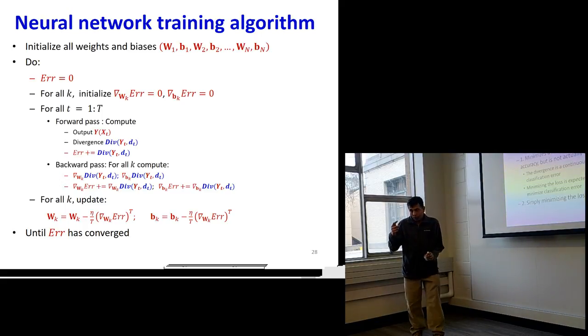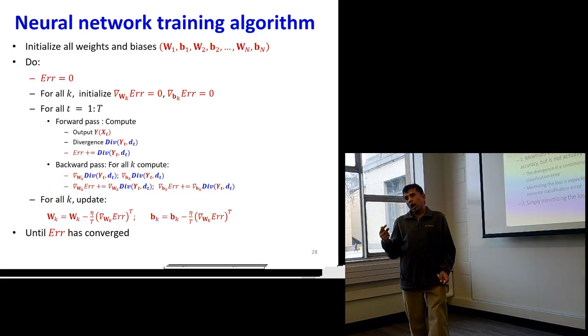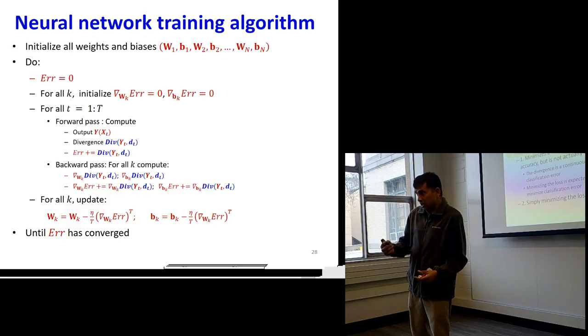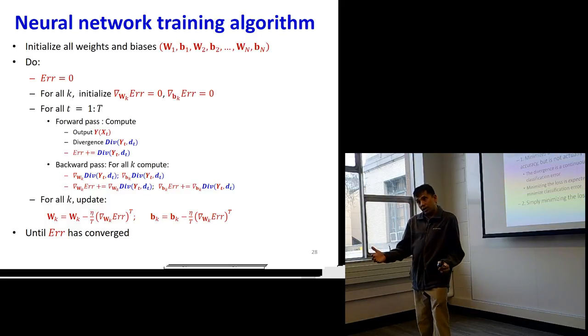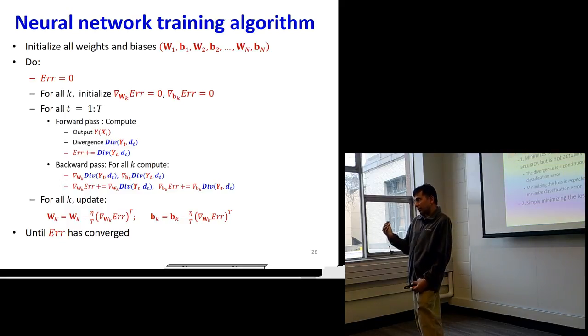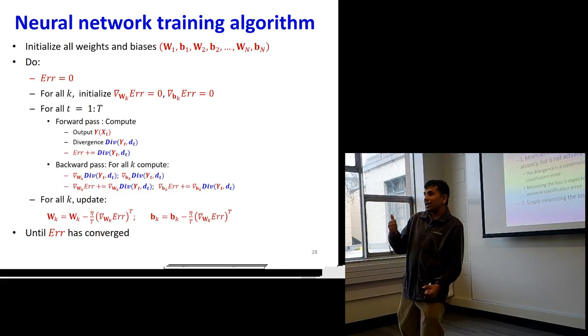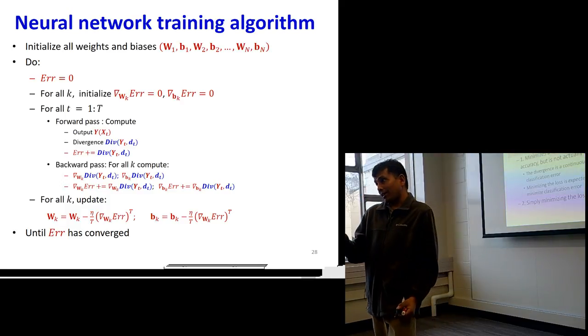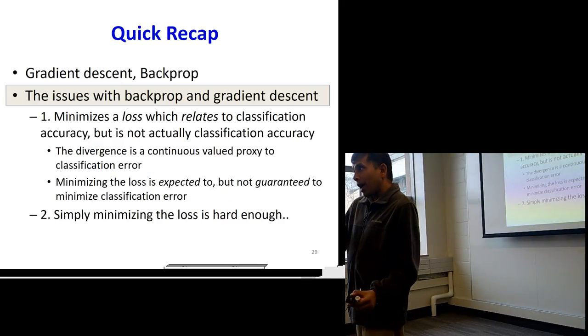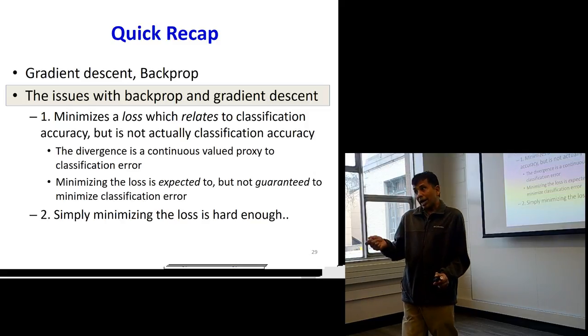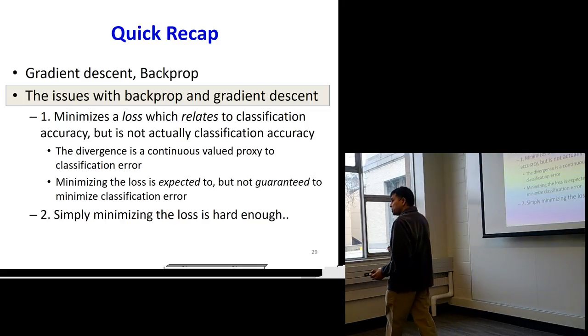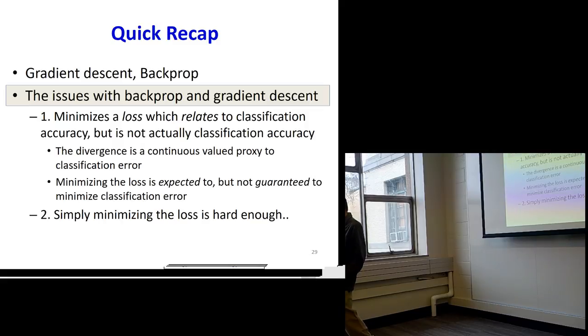First, when we are using backprop, we are defining a divergence between the desired output and the true output. This divergence is a continuous valued function which penalizes greater distances more than it penalizes smaller distances. If I'm computing classification error, what is the penalty? I'm either right or wrong. Classification error is not a differentiable function of anything, right? I'm either right or wrong, bang.